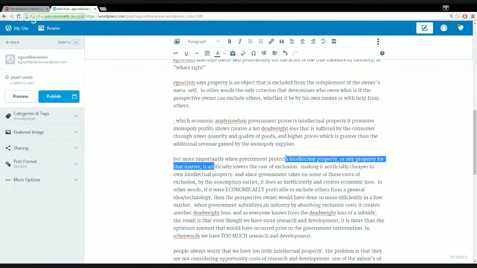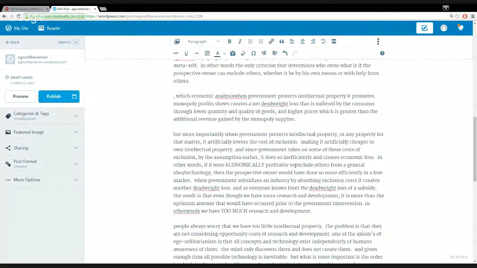But more importantly, when government protects intellectual property, or any property for that matter, it artificially lowers the cost of exclusion, making it artificially cheaper to own intellectual property. And since government takes on some of these costs of exclusion, by the assumption earlier, it does so inefficiently and creates economic loss, right? In other words, if it were economically profitable to exclude others from a general idea or technology, then the prospective owner would have done so more efficiently in the free market. When government subsidizes an industry by absorbing exclusion costs, it creates another deadweight loss. And as everyone knows from the deadweight loss of a subsidy, even though we have more research and development, it is more than the optimum amount that would have occurred prior to the government intervention. In other words, we have too much research and development.